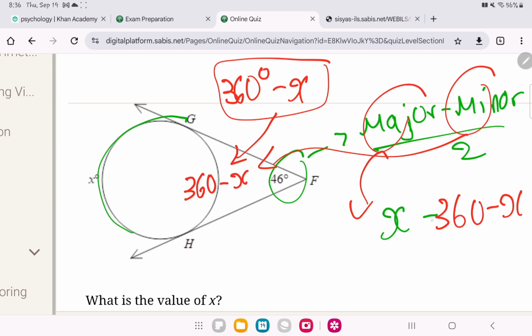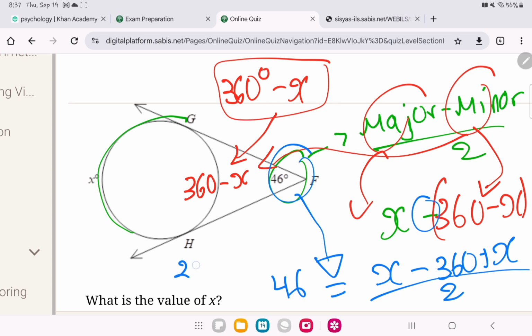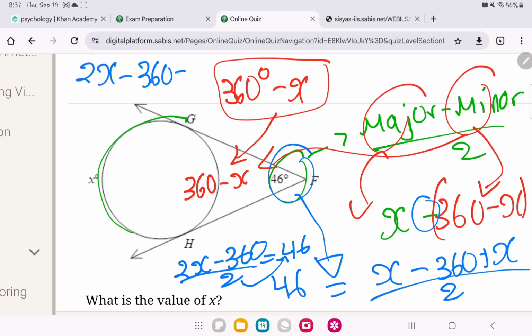So major is x, minor is 360 minus x. But of course, we're going to put the parentheses because minor is 360 minus x, and then the minus is by itself. So x minus, open parenthesis, 360 minus x, close parenthesis, over 2. We don't forget the over 2. And it's equal to what? The exterior angle, which is 46. So then, 2x minus 360 over 2 is equal to 46. 2 times 46 is 92. So 2x minus 360 is equal to 92.